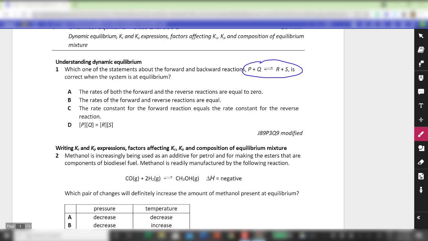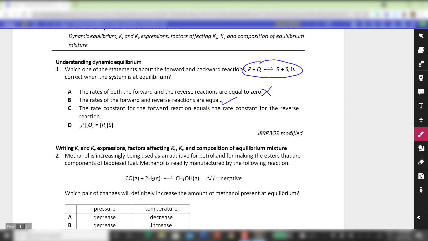One of the ways you can do MCQ is to take the most obvious option first, and then slowly look through the rest and see whether they make sense or not, very quickly of course. If you look at option A, it says the rates of forward and backward reaction are equal to 0, so obviously it's nonsense, because at equilibrium, or what we call dynamic equilibrium, the forward and backward reactions are still taking place. It's just that the condition is that they happen at the same rate.